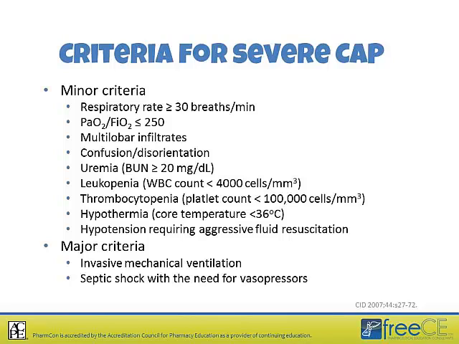Now, if they have three of the minor criteria, this would also be a reason for them to go to the ICU. So that includes a respiratory rate greater than or equal to 30, a PaO2 to FiO2 ratio less than or equal to 250, multilobar infiltrates, confusion or disorientation, uremia, defined as a BUN greater than 20, leukopenia, as well as thrombocytopenia, hypothermia, or hypotension requiring aggressive fluid resuscitation. So 3 minor criteria also buy you admission to the ICU.